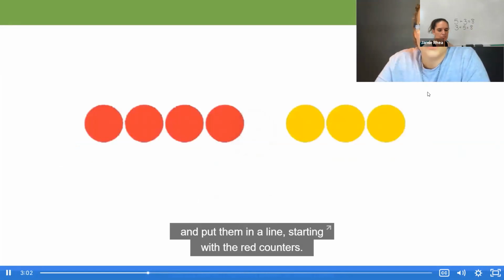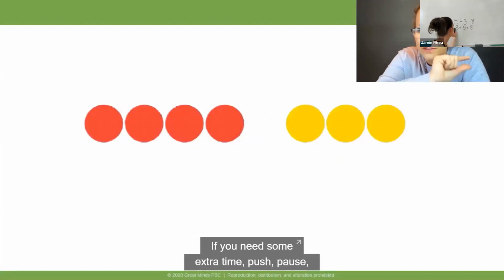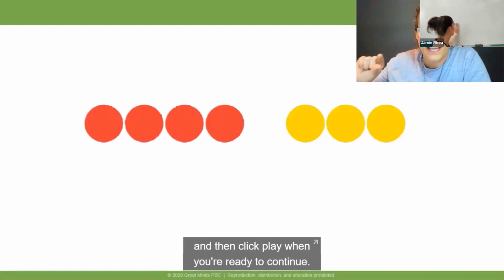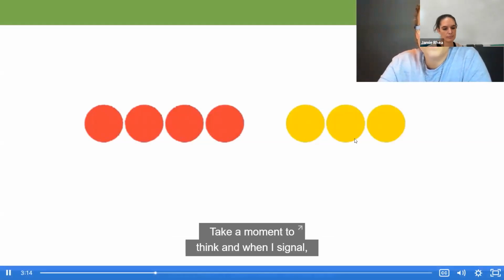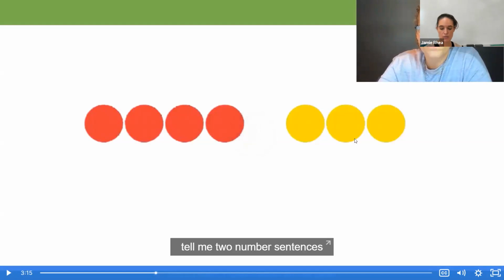Take out 4 red counters and 3 yellow counters and put them in a line starting with the red counters. If you need some extra time, push pause and then click play when you're ready to continue. All right, I don't have counters, but I am going to use my linking cubes, and I have green and yellow. So I'm going to use my green for my red and my yellow for my yellow. So she said that I needed 4, 1, 2, 3, 4, and 3, 1, 2, 3. So I have 4 and 3. I'm gonna stick them together. All right.